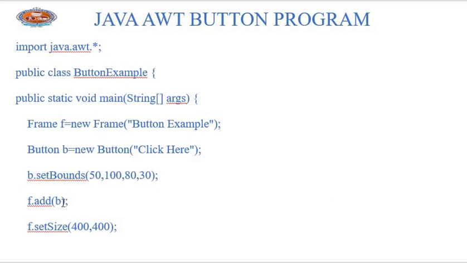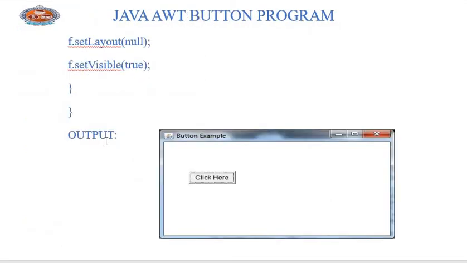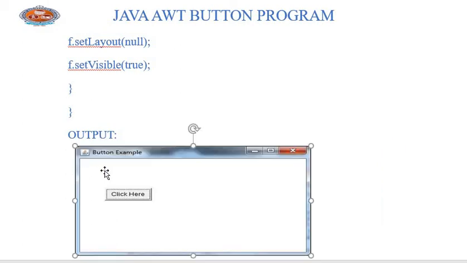Next f dot add b. That means here we can add the button to the frame. Okay, next f dot setSize, set size is 400, 400. That means width is 400 and height is 400. Next f dot setLayout null. That means no layout manager. Okay, so next f dot setVisible true. Next close the main method and close the class. What is the output? Here the button is b. This is the button. Button is the click here button.